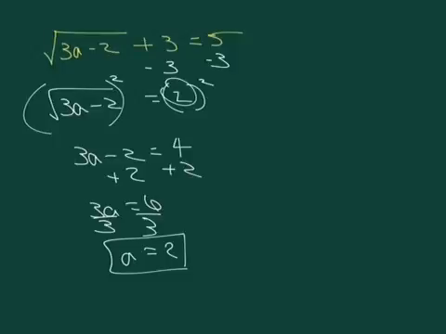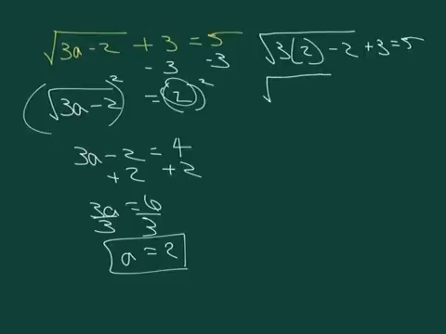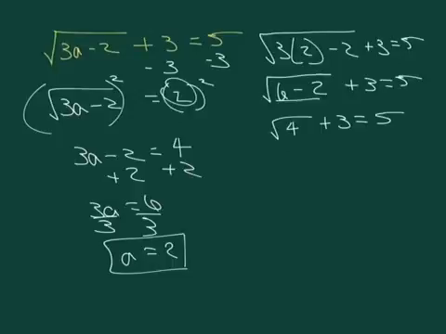All right, so now we have to put it in the original problem up there in yellow. So we have the square root of 3 times 2, our answer, minus 2, plus 3 equals 5. All right, so let's see if that's a true statement. Square root of 6 minus 2 plus 3 equals 5. 6 minus 2 is 4. And some of you can just do this, a lot of this in your head.